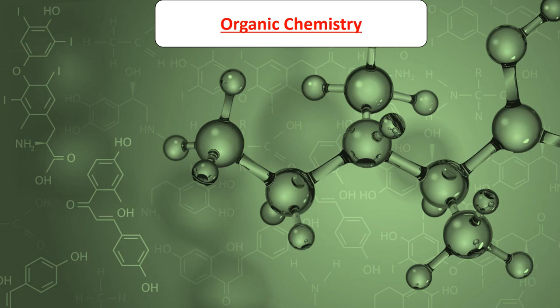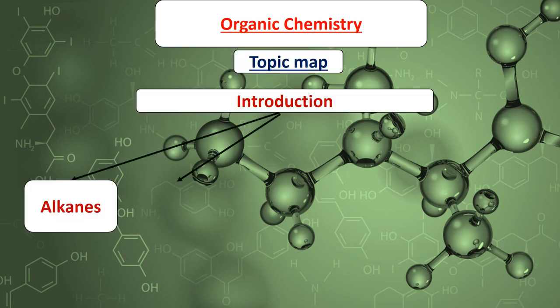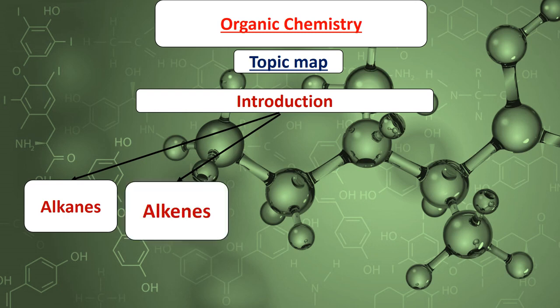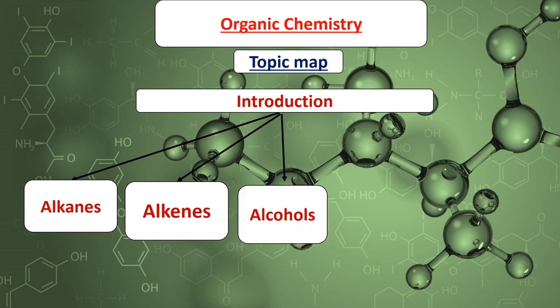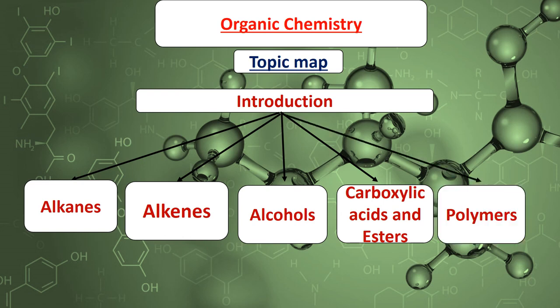Welcome to the last topic in our chemistry series, organic chemistry. So we're going to start with the introduction, then we'll move to a group of compounds called alkanes. Then we'll move to a group of compounds called alkenes, then alcohols, then carboxylic acids and esters, and we'll end up with a special group of compounds called polymers. Let's get started.